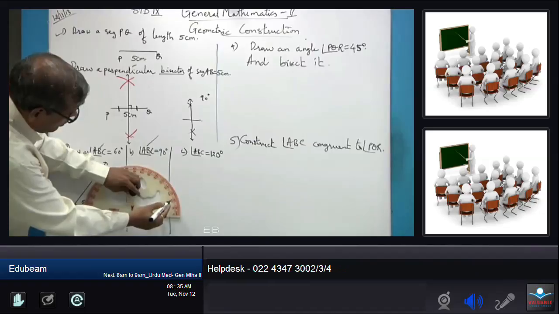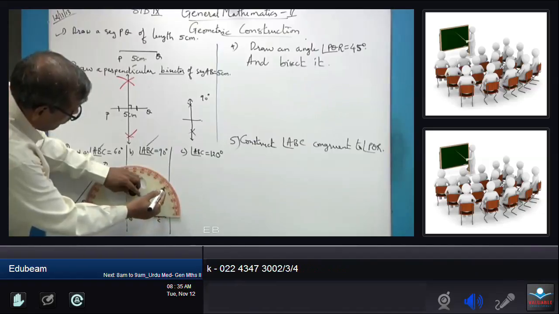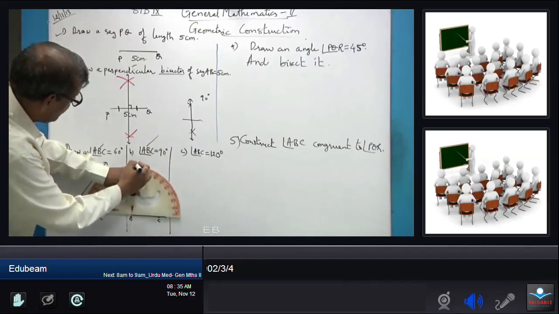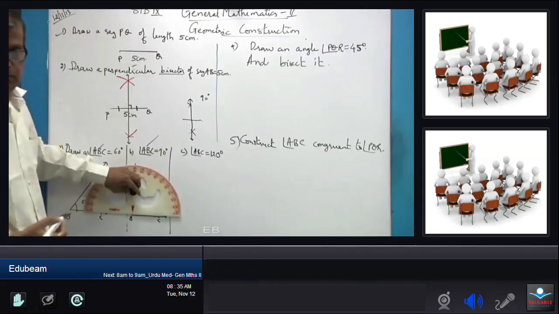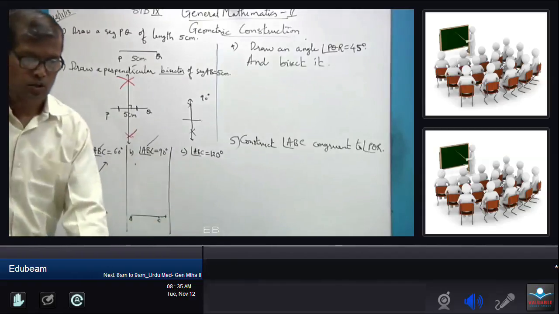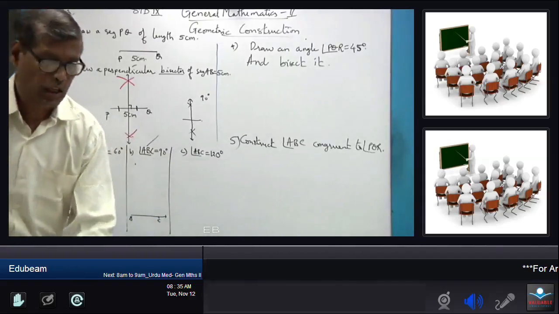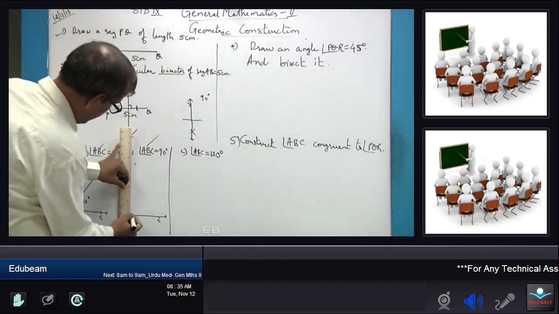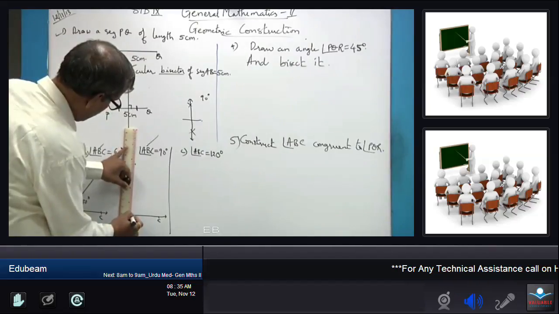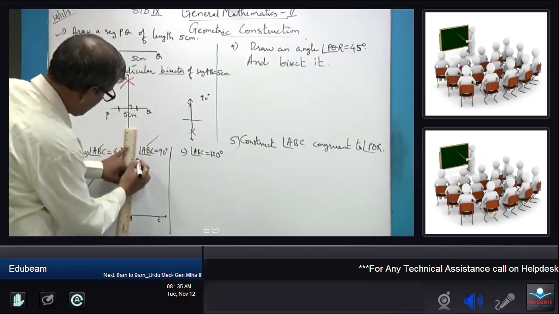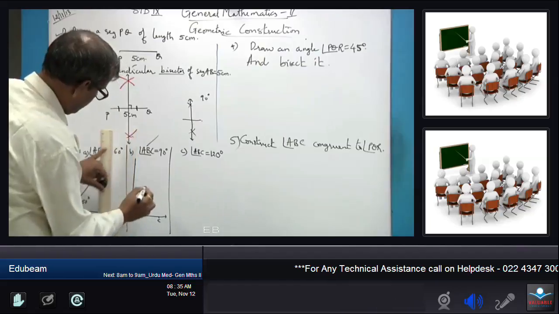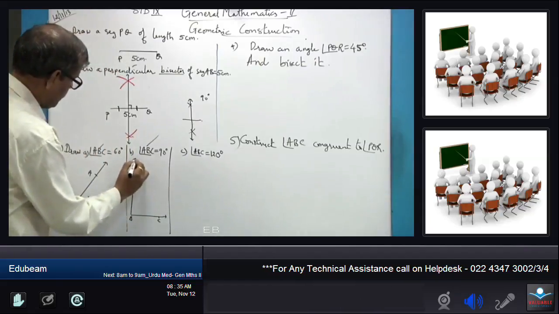Q is in the center. So Q will be in the center. Q is in the center. R is 0. The measurement is 45 degree. So QR, you're going to keep Q on the center and 0 on R. Now it is 45.